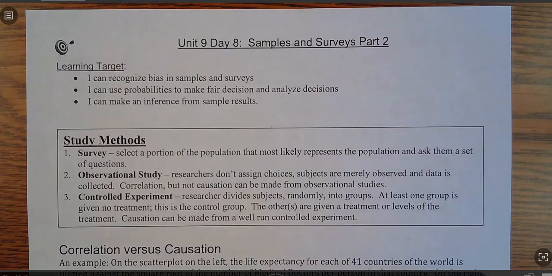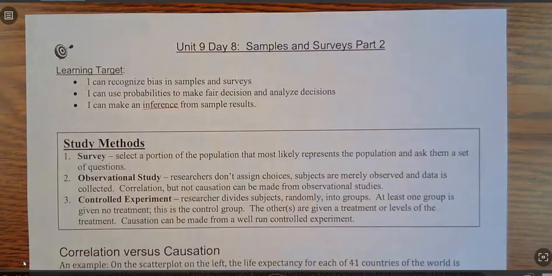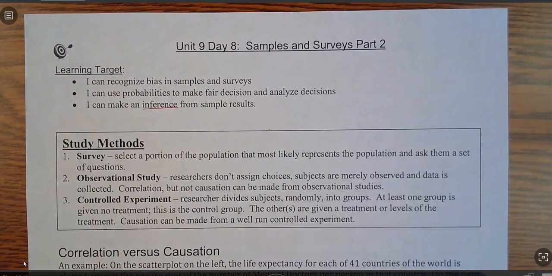So our learning targets: I can recognize bias in samples and surveys, same thing as yesterday. I can use probabilities to make fair decisions and analyze decisions. And I can make an inference from sample results. Inference might be a new word for us, but we'll talk about that.